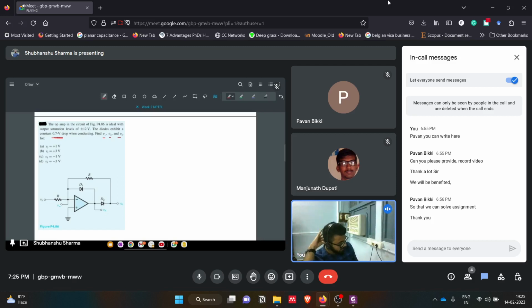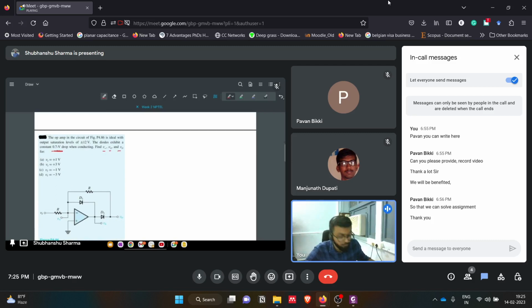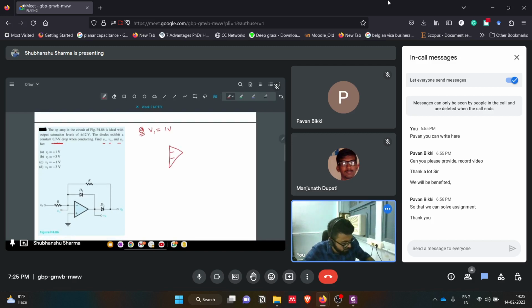Now in these cases we have non-ideal diodes. I will just solve this for you. So what is happening? We have to find V minus, VA and V naught. First again we have to see what the states of these diodes, D1 and D2, are. For that we'll consider the first case when Vi equals 1 volt. Then we'll see how this circuit will behave.